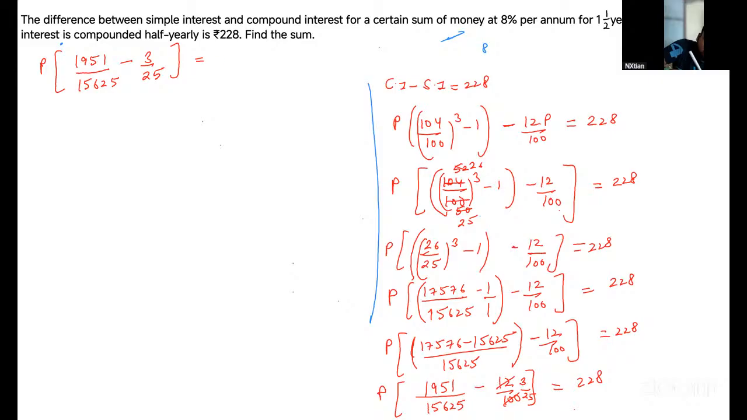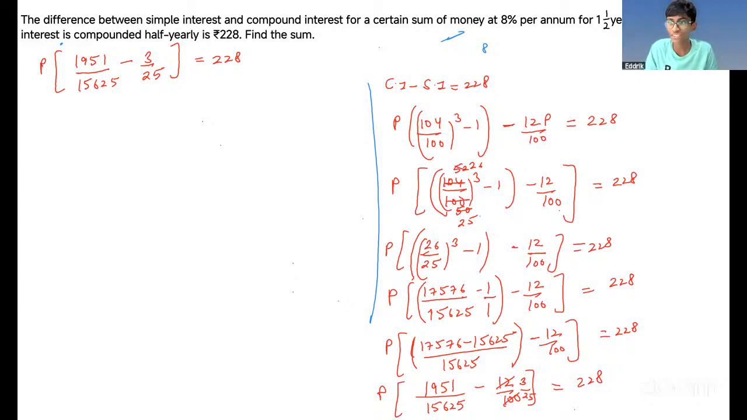This Friday, you guys have a test of only two exercises. Only two exercises.